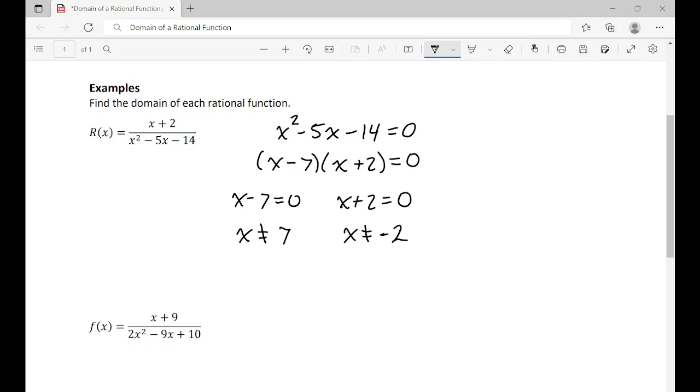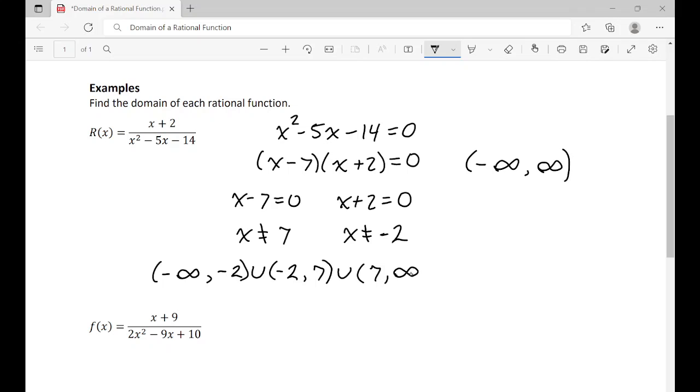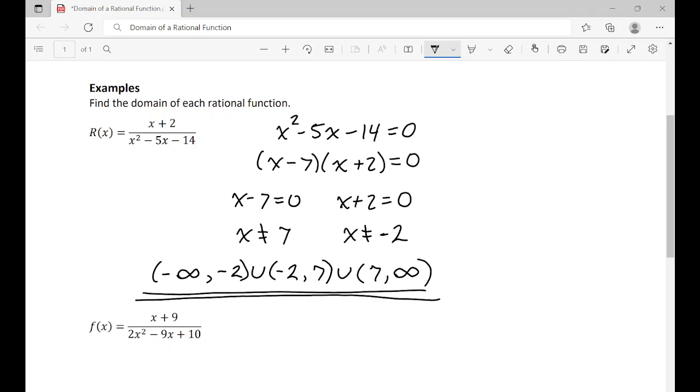So what is that as a domain? Well, remember, domain runs from negative infinity to positive infinity. So with our domain here, we're going to start at negative infinity, and we're going to go up to the first number that gives us a problem, which is negative 2. And we stop there, jump to the immediate other side of negative 2, and keep on going until we get to our next problem, which is 7. Then stop there, jump to the other side of 7, and then just keep on going until we get to infinity. And so this, in interval notation, is the domain of our r of x function.